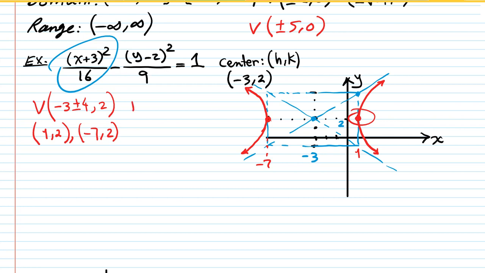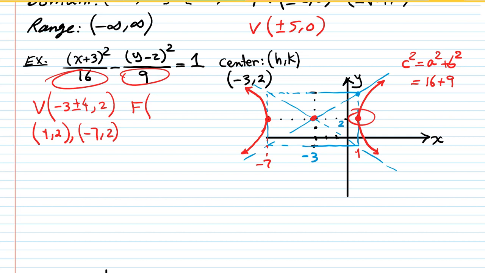Oh, the foci. The foci are going to be from negative 3 again. Oh, I need to find c, correct? For the hyperbola, c squared is a squared plus b squared. A squared is the denominator of x, b squared is the denominator of y. Do not square those again. Do not square 16 and 9. We already see these in their squared form. That's 25. Therefore, c is the square root of 25.